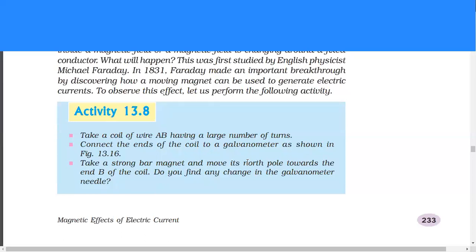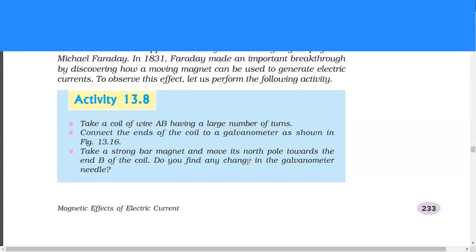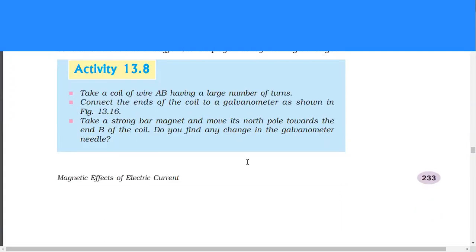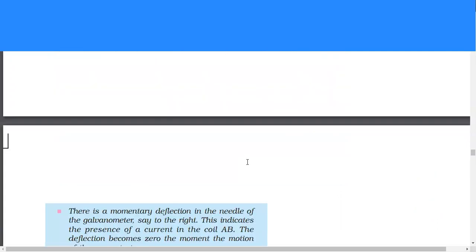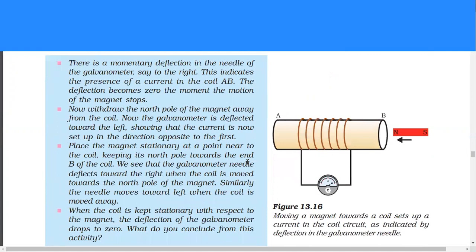Activity 13.8. Take a coil of wire AB having a large number of turns. Connect the ends of the coil to a galvanometer as shown in figure 13.16. Take a strong bar magnet and move its north pole towards the end B of the coil. Do you find any change in the galvanometer needle? There is a momentary deflection in the needle of the galvanometer, say to the right. This indicates the presence of a current in the coil AB. The deflection becomes zero the moment the motion of the magnet stops.